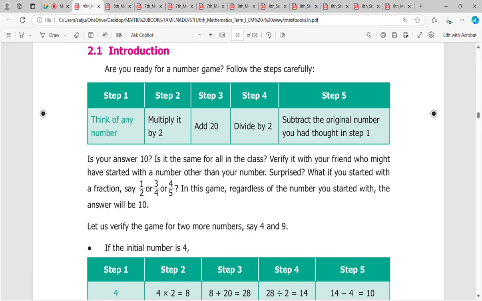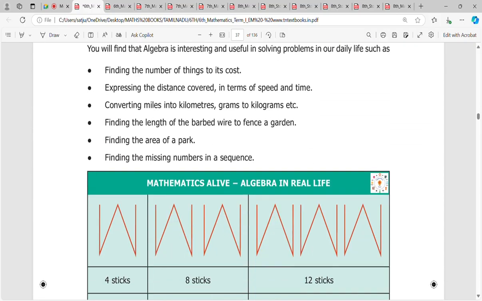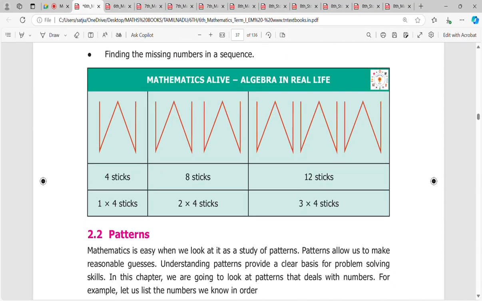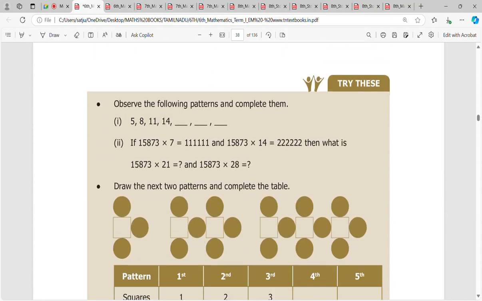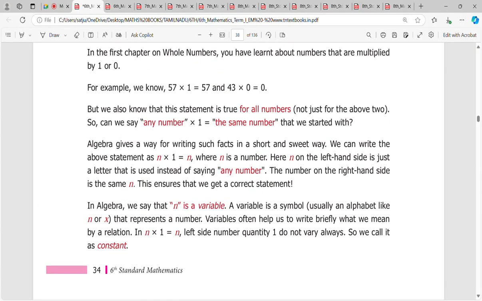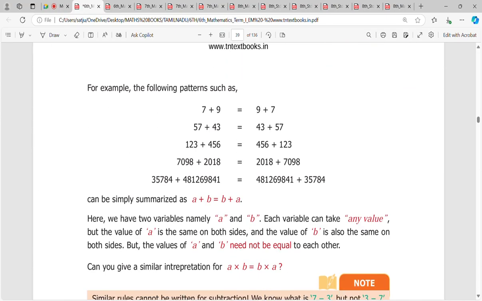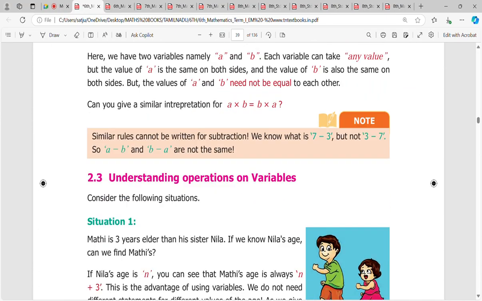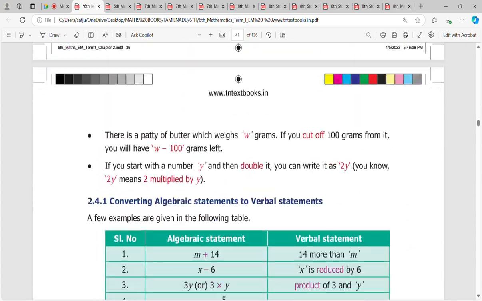Algebra, I will teach you elaborately in the 9th standard book. Here not required. Conversion part, if it comes, you guys follow that one. So this pattern and all, we are doing multiplication. Yes, this kind of things. So this is not required here.